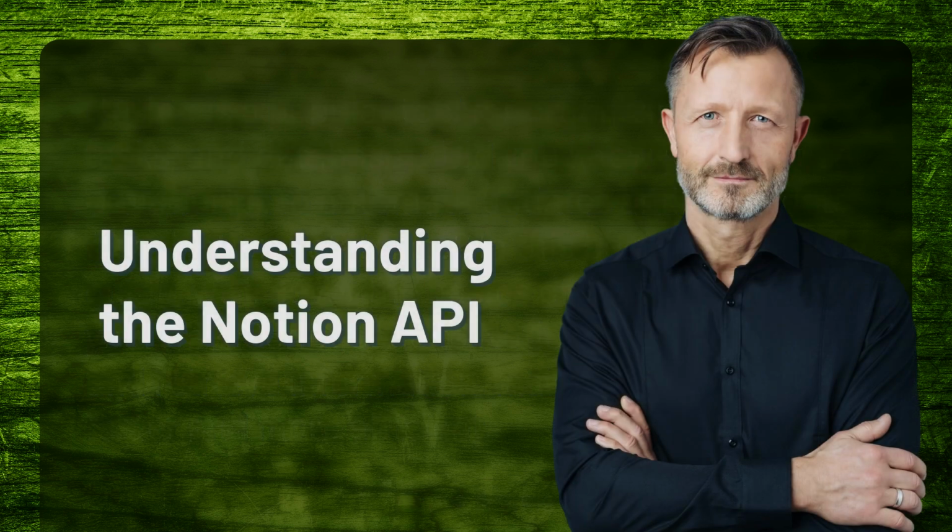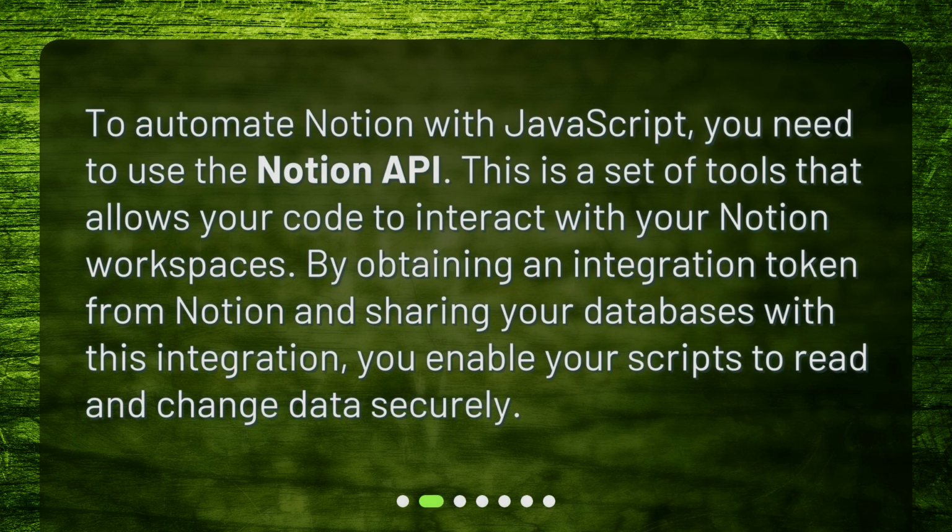Understanding the Notion API. To automate Notion with JavaScript, you need to use the Notion API. This is a set of tools that allows your code to interact with your Notion workspaces. By obtaining an integration token from Notion and sharing your databases with this integration, you enable your scripts to read and change data securely.